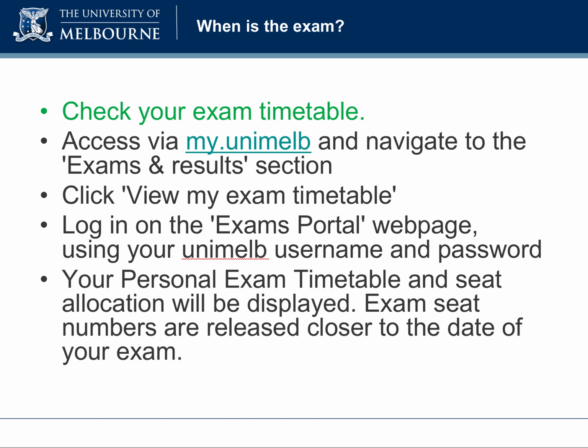Of course, just to cover the basic administrative stuff, the first thing you need to do is find out where and when the exam is, and to do that you need to go to your exam timetable in your student portal. Right now you'll be able to find out when the exam is, and if not by now, certainly very soon, you will also be able to find out your seat allocation. Your seat number will be released close to the date of the exam.